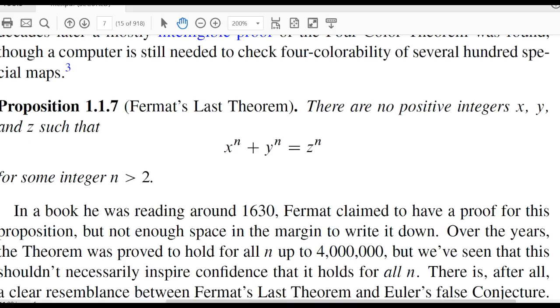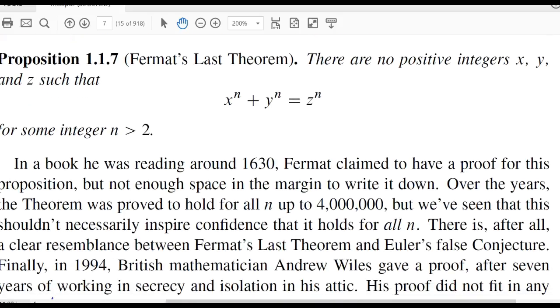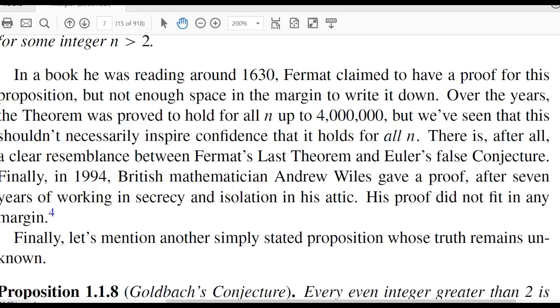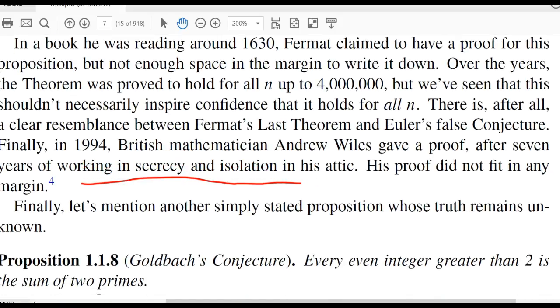The other proposition is Fermat's last theorem. There are no positive integers x, y, and z such that x to the n plus y to the n equals z to the n for some integer n greater than 2. This last theorem was proven way back in 1994, and it had been open a long time, since the 1600s. After 7 years of working in secrecy and isolation, Andrew Wiles proved Fermat's last theorem, and it's a very long proof.